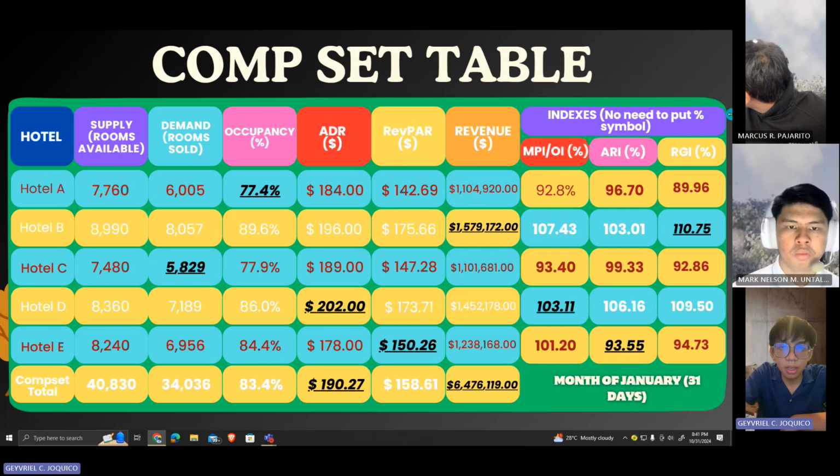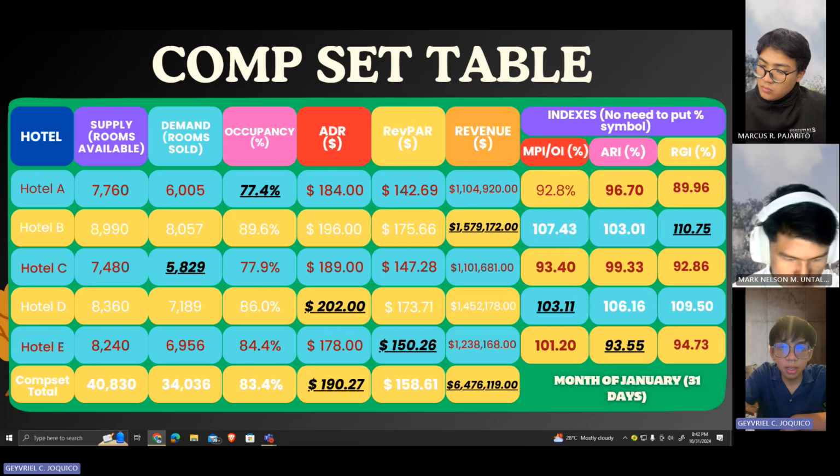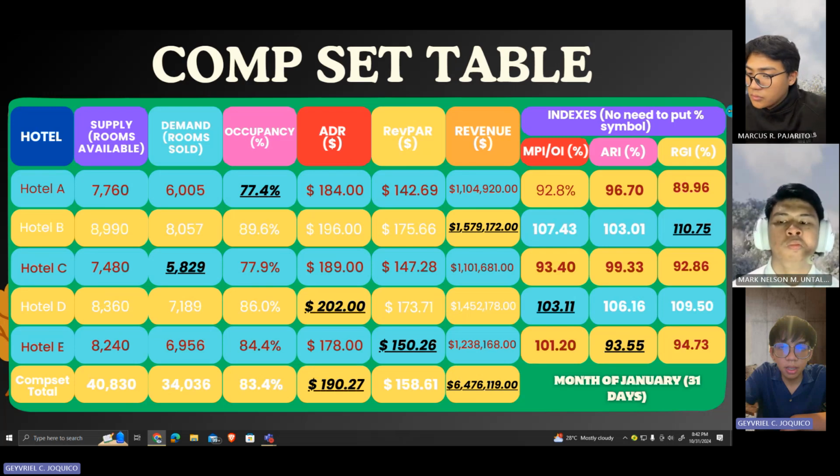As for number 9, the Hotel D MPI OI is calculated by dividing occupancy by the occupancy total and multiplying it by 100 within the month of January. The occupancy for Hotel D is 86%, while the occupancy total is 83.4, then multiplied by 100. In this case, Hotel D has an MPI of 103.11%.